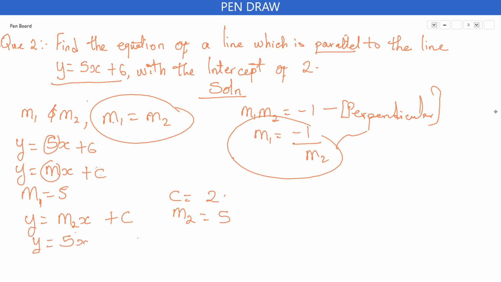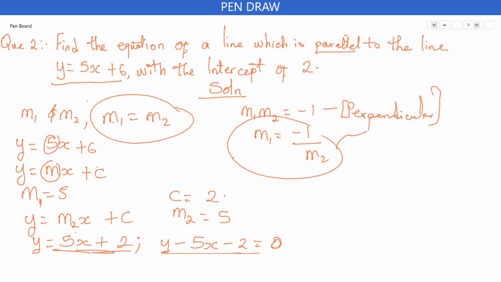So we can say y is equal to, my m2 is 5. Put your x there, plus your c, which is 2. So the equation of this line is y is equal to 5x plus 2. You can actually write your equation like this: y minus 5x minus 2 is equal to 0. So either you put it this way or you put it this way. Any of them are acceptable. Do you understand? So good.